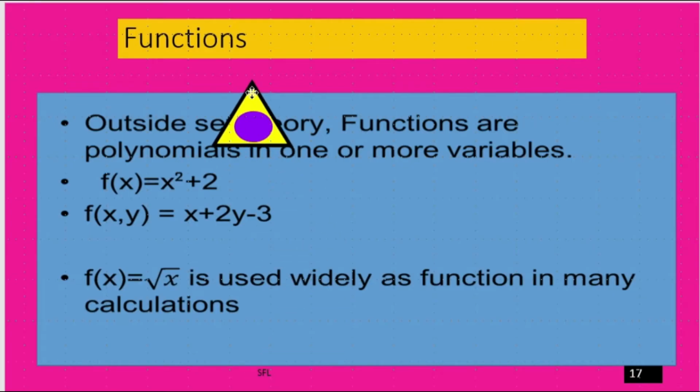So in functions, some final points. Outside set theory, functions are polynomials in one or more variables. f of x equal to x square plus 2. f of x comma y equal to x plus 2y minus 3. These are examples. f of x equal to square root of x is used widely as a function in many calculations. However, in strict set theory, this is not a valid function.